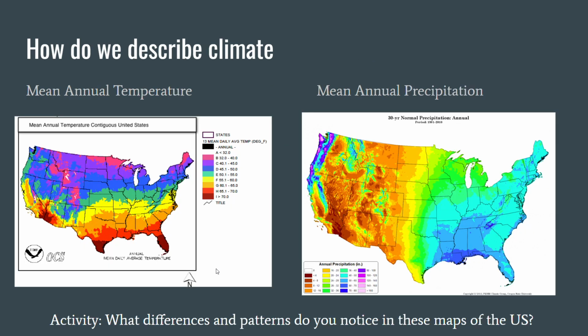So how do we describe climate? There are 2 main metrics we use: the mean annual temperature and the mean annual precipitation. If you look at these maps of the US, here's an activity for you. What differences and patterns do you notice in these maps of the US? You can take a moment, again, to pause the video and jot down what you see from these 2 maps, and you can resume the video when you're ready.